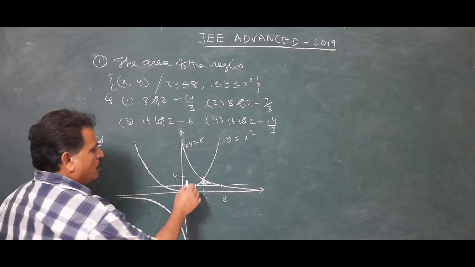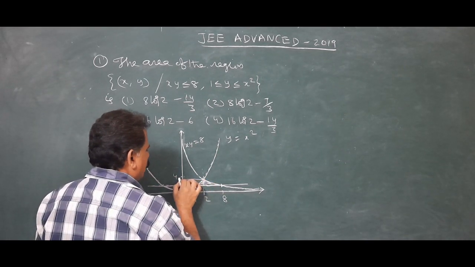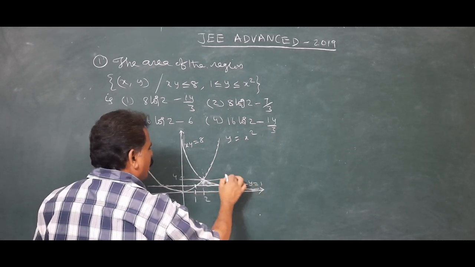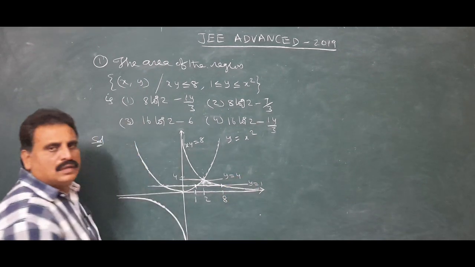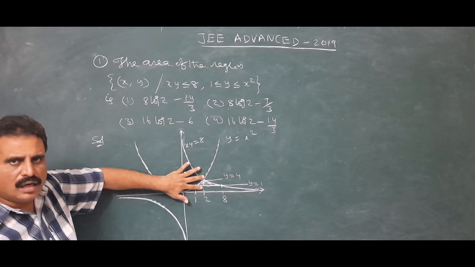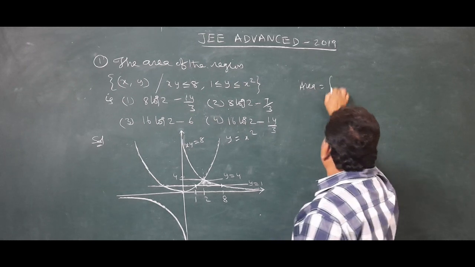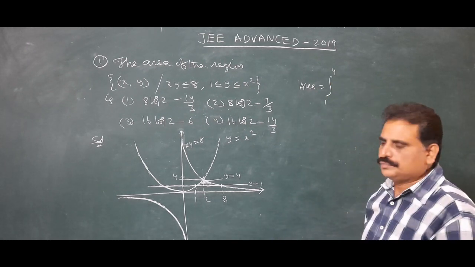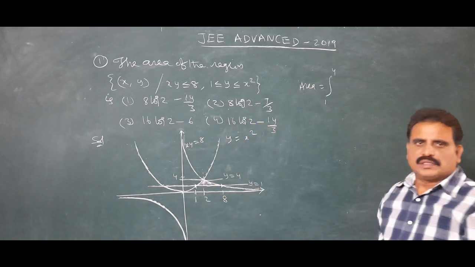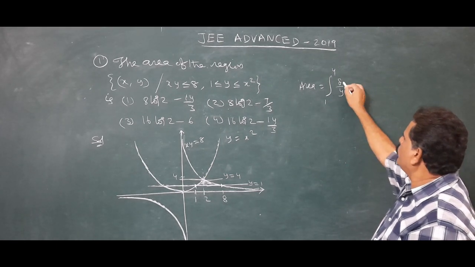One is with respect to y. Look here, it is y. For example, between these two lines, y = 1 and y = 4, the required region lies between two horizontal lines. So area equals integral 1 to 4. This is the up curve, xy = 8, that means x = 8/y.